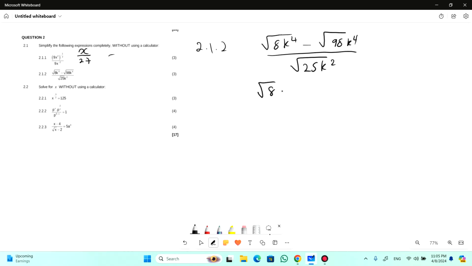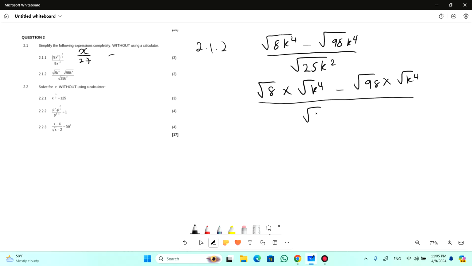So meaning I can break these like that. There you go. Times the square root of k^4, all divided by the square root of 25 times the square root of k squared. Okay, so now what you can do is plug this in a calculator, but let's say without the use of a calculator.